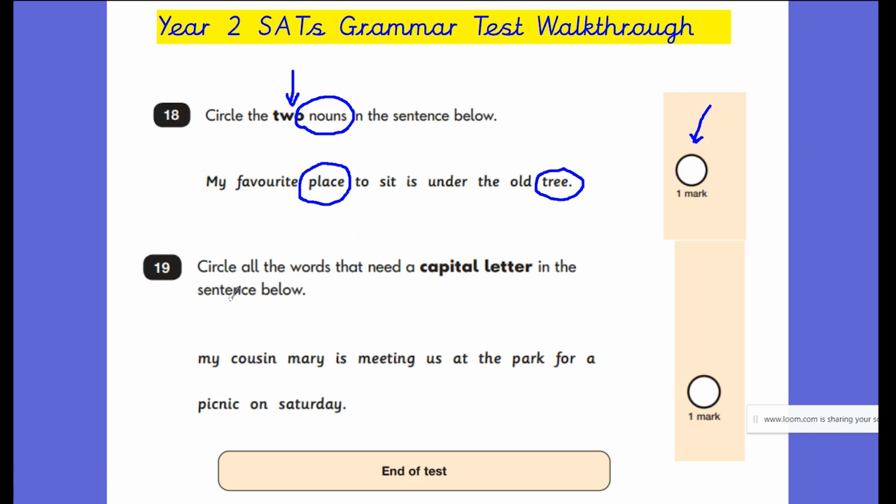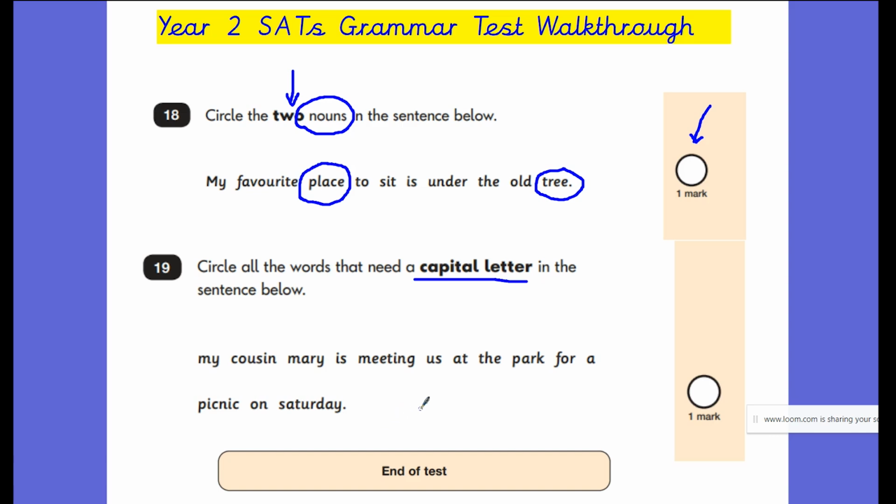Question 19, the final question of the test. Circle all the words that need a capital letter. Okay, so just like I said, these questions are kind of related because, yes, we need capital letters at the beginnings of sentences, but we also need capital letters for nouns and proper nouns. Okay, so names of people, names of places, and also the names of days and months of the year and things like that.